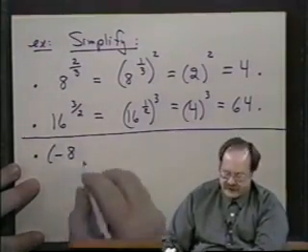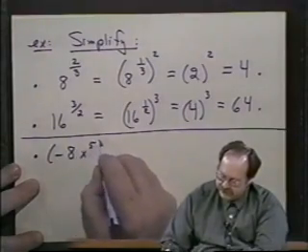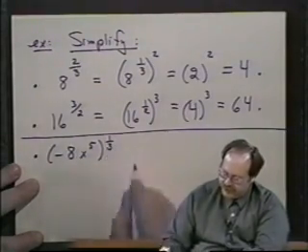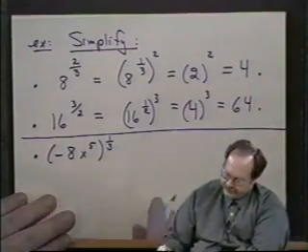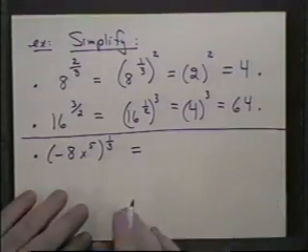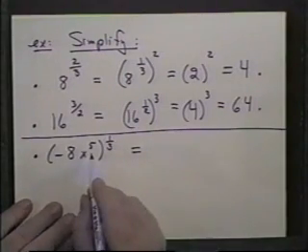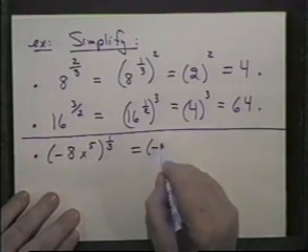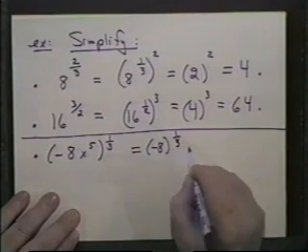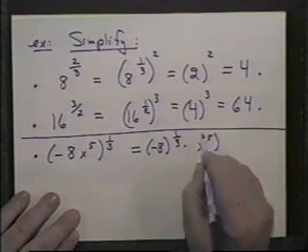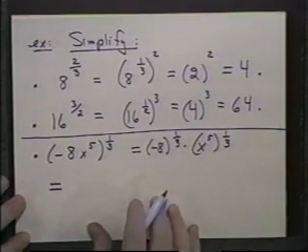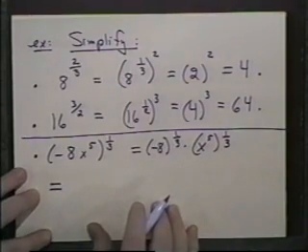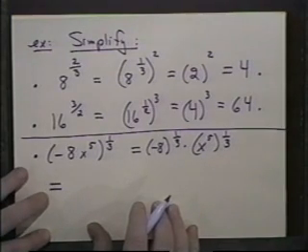Suppose I have an expression like minus 8 times x to the 5th, all to the 1/3 power. Now let's see if I can simplify this a little bit. First of all, I'm going to run the 1/3 over each of the factors as the rule says I can do. Minus 8 to the 1/3 times x to the 5th to the 1/3. And I will continue my equal signs down here. Where can I go from here? Well, really not too much farther.